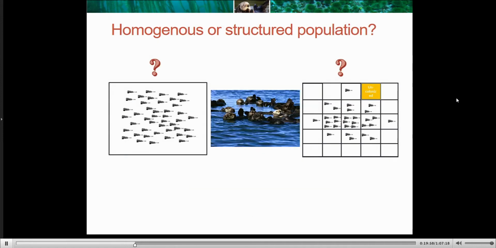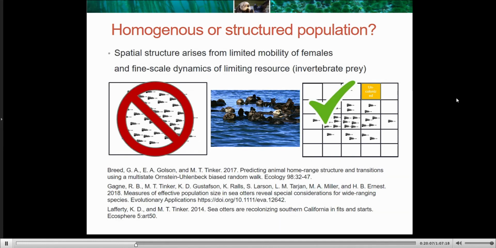So the question then is, which of these scenarios better describes a sea otter population? And maybe you can guess which one I'm about to say. All of our research suggests that it is in fact a structured population that better describes what's going on within a large regional population like California or Southeast Alaska.